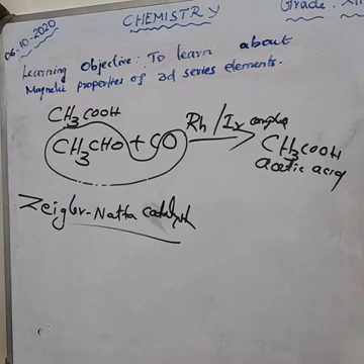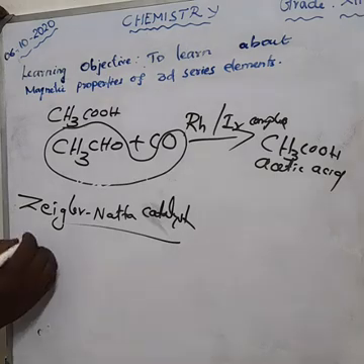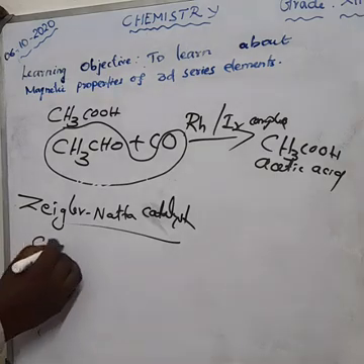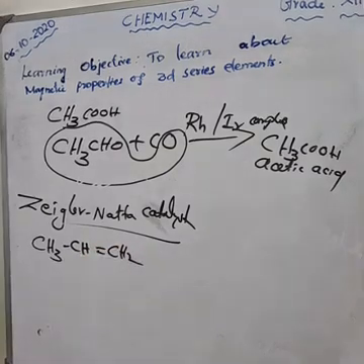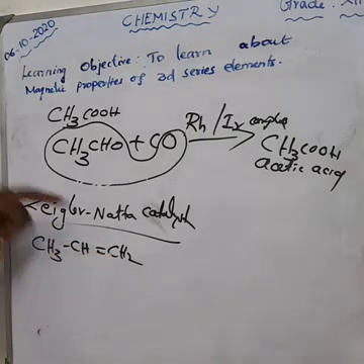Okay, one of the important questions. From here we are taking propylene. What's the formula for propylene? CH3 CH double bond CH2. This is also in the 11th grade. That is the propylene formula, CH3 CH double bond CH2.